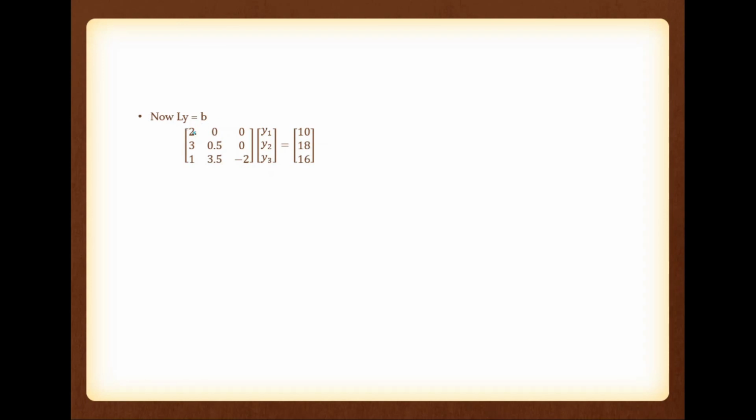Okay. So here first what we have to do? First we have to take the first row, that is 2 into Y1 plus 0 into Y2 plus 0 into Y3, that is equal to 10. So I told you this is forward substitution, because first we are taking the first row, then second row, then third row. So first we are finding Y1, then Y2, then Y3. So it is forward substitution. So 2y1 equal to 10. So y1 equal to 5.